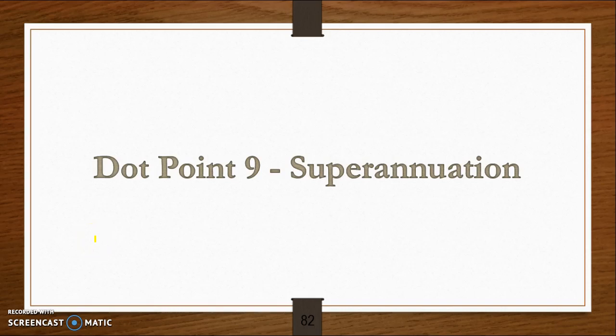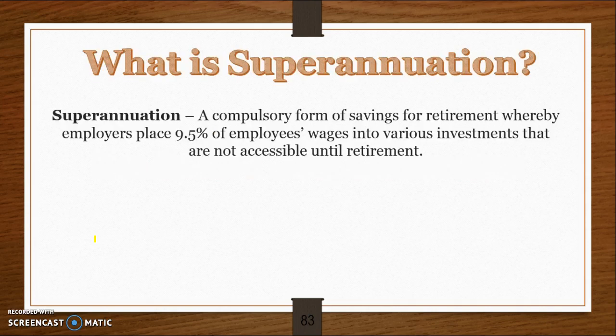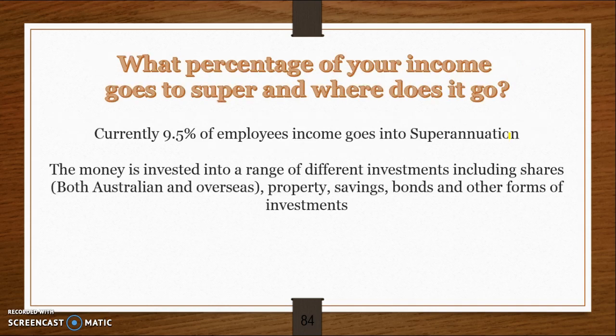Okay, in this last video for financial literacy, we're going to be talking about what's meant by superannuation. So superannuation is a compulsory form of savings for retirement, where basically employers place 9.5% of employees' wages into a range of different investments. And you can't access that money until you retire, so it is your money. It is money that your employer has contributed on your behalf, but you can't access that money until retirement.